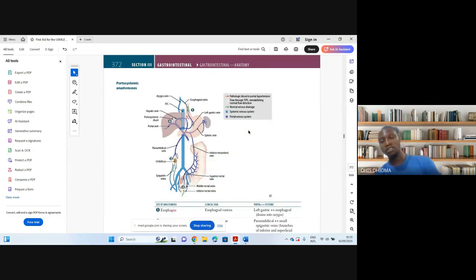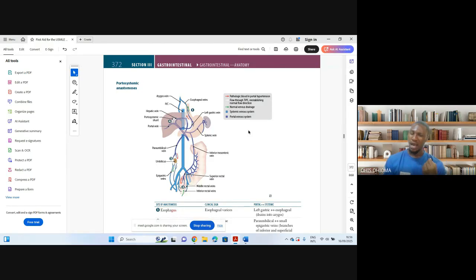Now, the venous system of the GI tract is unique because it has 2 drainage systems. It has the portal drainage and the systemic drainage. The systemic drainage goes into the IVC. The portal drainage goes into the liver. And so we have regions of anastomosis. We have about 3 regions that are very high yield. But what you need to know for the exam is how they present.